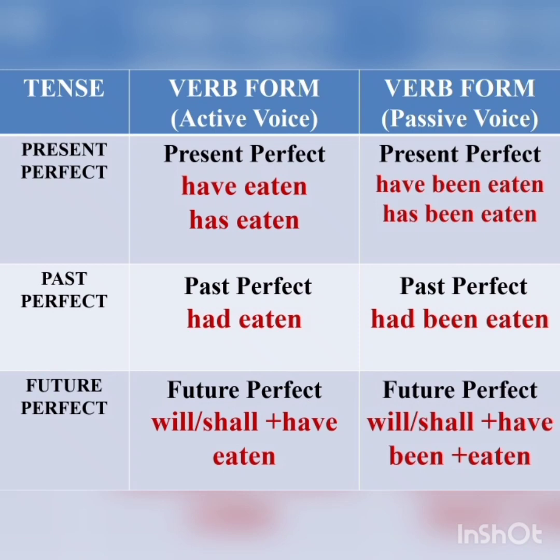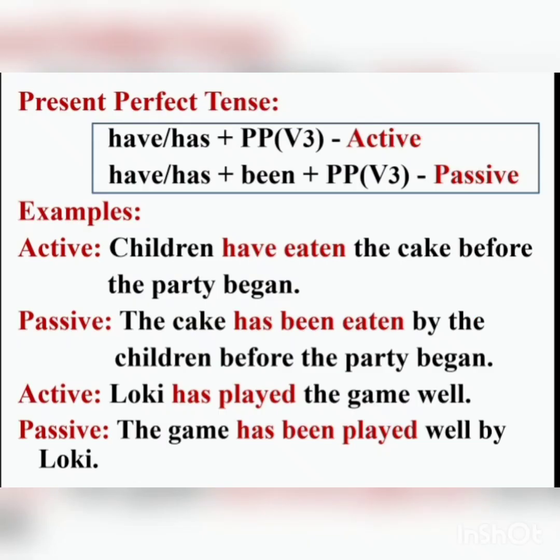Verb forms of active and passive voices for present, past and future perfect tense is given in this slide. Now we are going to learn about present perfect tense. Verb form is have or has plus past participle form of the verb. That is for active. For passive, have or has plus been plus past participle. Let us move on to the examples.